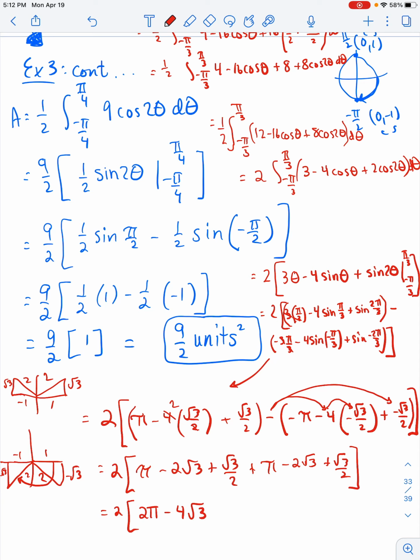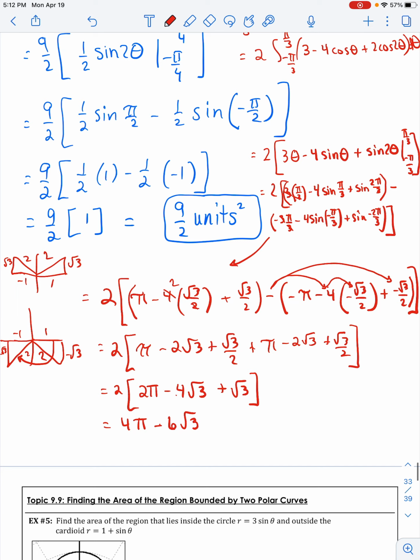So I've got 2 pi. I've got negative 4 root 3, and I have positive square root of 3. 4 pi, and these two together is going to be negative 3 root 3 times 2. It's going to be negative 6 root 3.